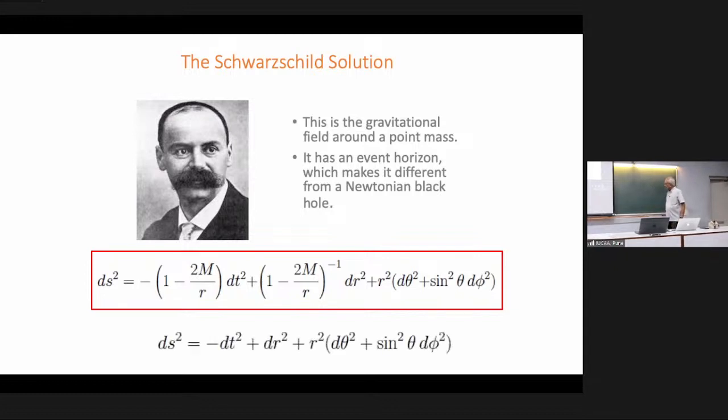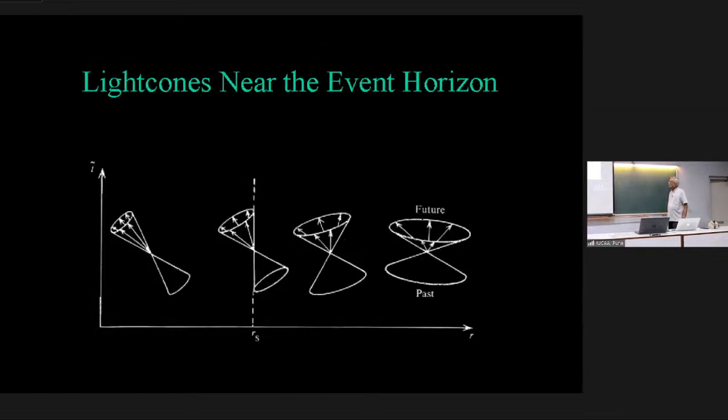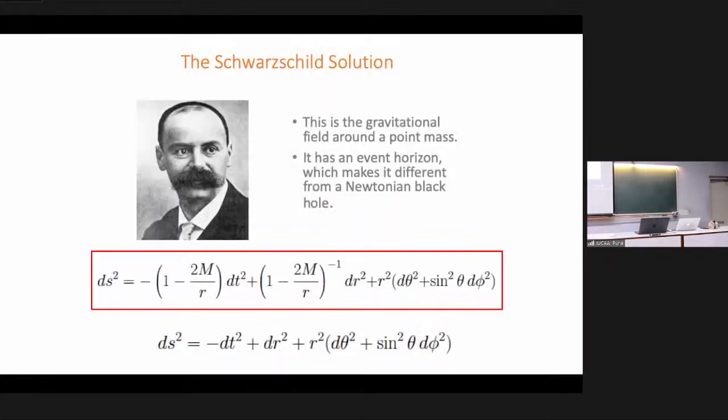And so if you compare this with the metric of special relativity, flat spacetime, then you will see the difference. Because here, the Riemann tensor is non-zero. Here, the Riemann tensor is zero. So here, there is spacetime curvature. Okay, so then what happens? What is the effect of this kind of curvature? The best thing to do is to look at the light cones. So you'll agree with me that as r tends to infinity, you get back this metric.